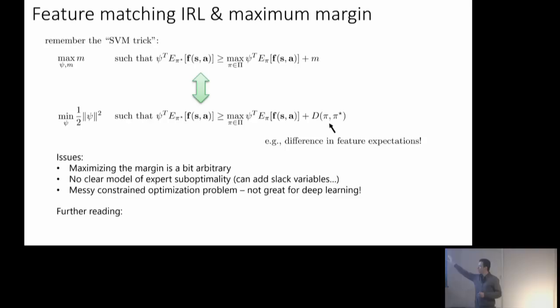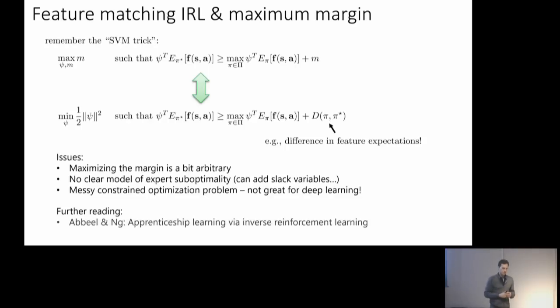However, if you want to learn more about these types of algorithms, here are some papers you can check out. You can check out this paper by Abbeel and Ng called Apprenticeship Learning via Inverse Reinforcement Learning. And there's a follow-up paper by Ratliff et al. called Maximum Margin Planning that makes the connection to SVMs a little bit more explicit.